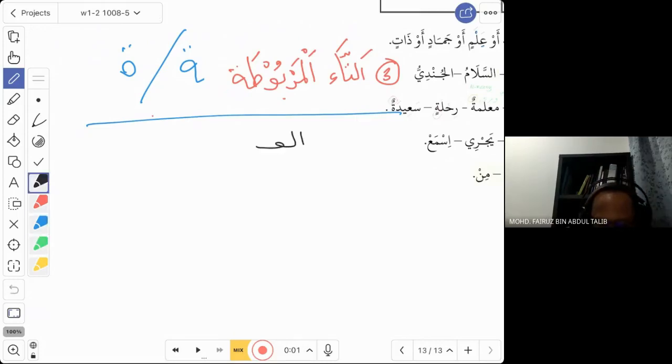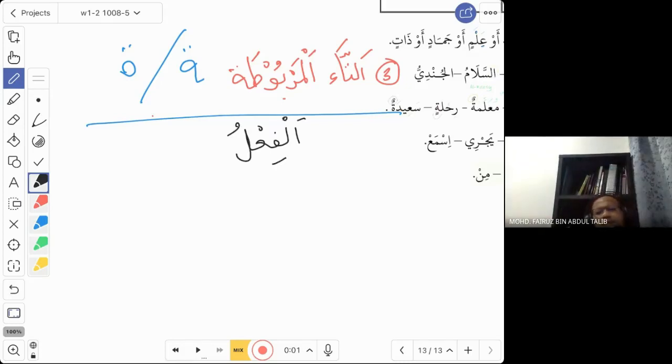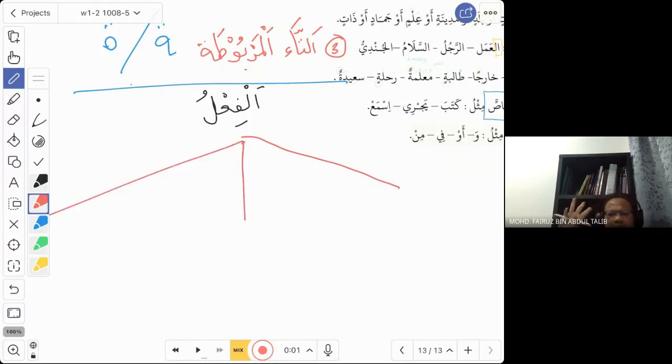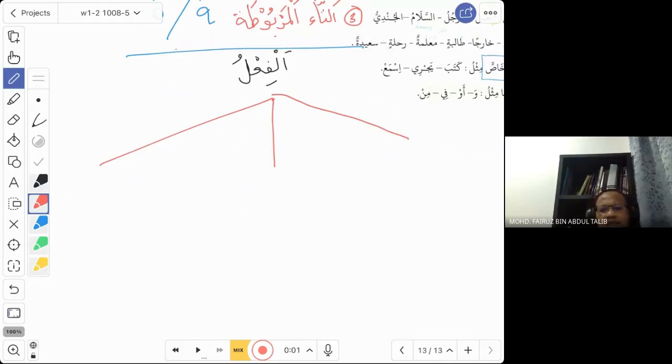Al fi'lu. The first letter is a fa, make it a bit rounder, and the next letter is an ain. Let me write it again: alif, lam, fa, ain, lam. Al fi'lu, the verb. So in Arabic, we have three types of verbs. Only three types of verbs. Write this: al fi'lu.